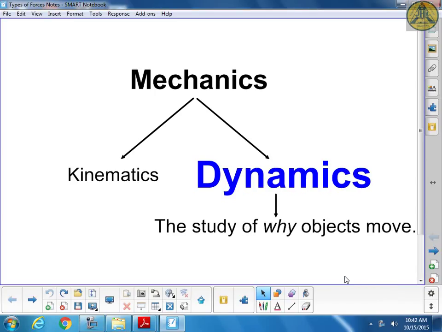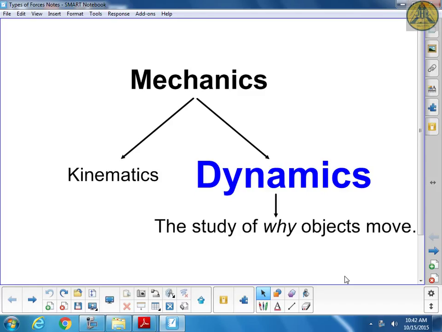Our first topic in the study of dynamics. Again, this will run probably a good 6 weeks or so. Mechanics breaks down into kinematics and dynamics. We already did the kinematic stuff. It's going to come back. Don't forget about it. It'll come back when we do some more Newton's laws.